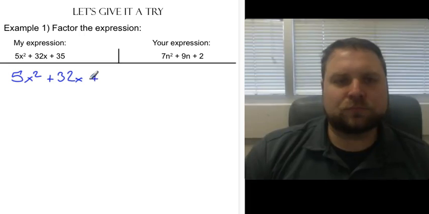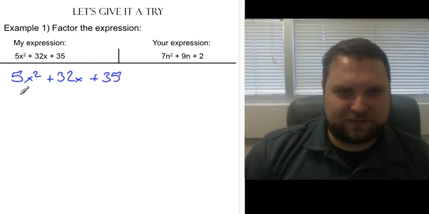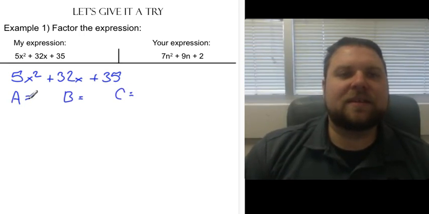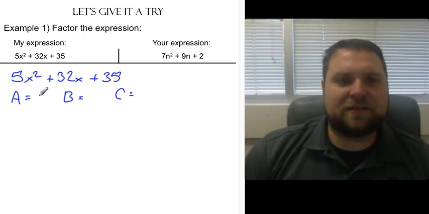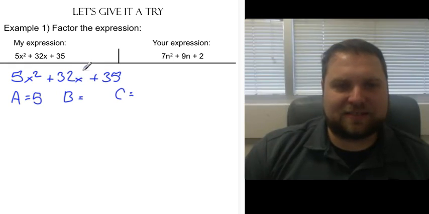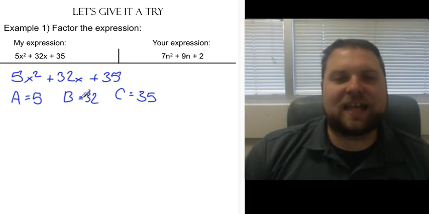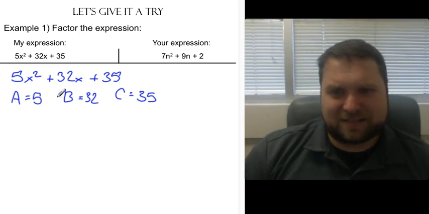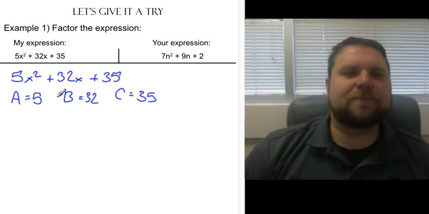Seems obvious, doesn't it? And then what I want you to do is identify A, B, and C. A is the coefficient of x squared, 5 in this case. B is the coefficient of x to the first power, the linear term, so 32, and C is 35. Don't just rely on their location, because if this isn't in standard form, you may have to go hunt for it. Yet another reason to write it in standard form. Always write it in standard form.